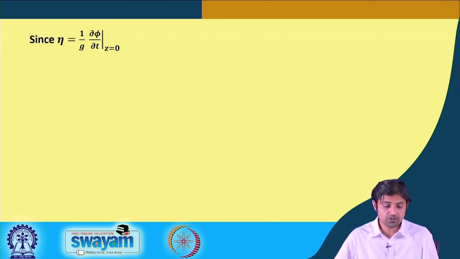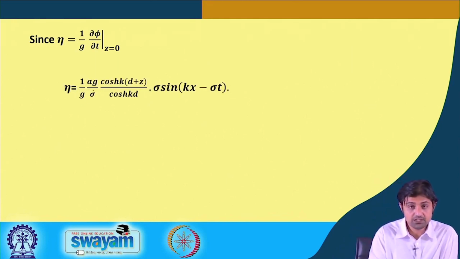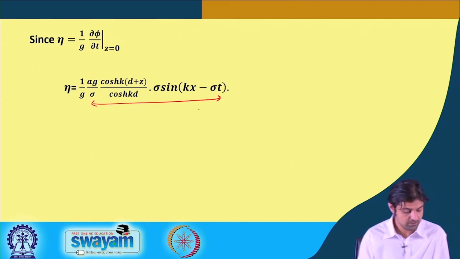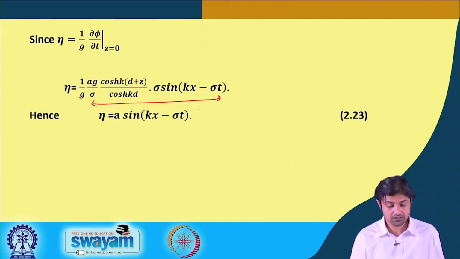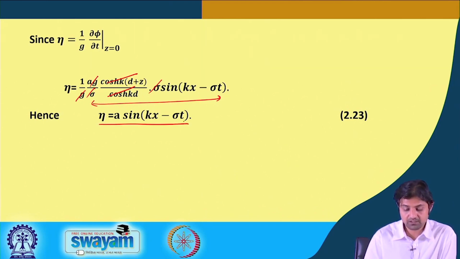Now, because we have got the velocity potential, we can finally write the term for eta. We are going to check. So, eta can be written as 1 by g, A g by sigma, del phi by del t at z equal to 0, which will come out to be this one. So, this g and g will cancel, sigma and sigma will cancel. So, at z equal to 0, this will also get cancelled. So, simply we will be left with eta is equal to A sin (kx minus sigma t).